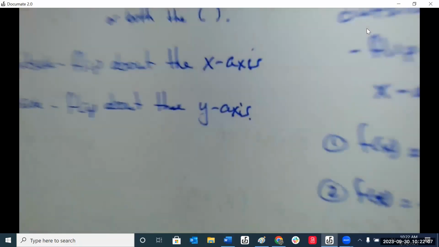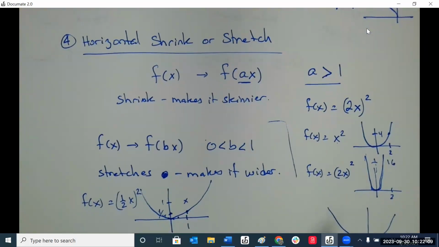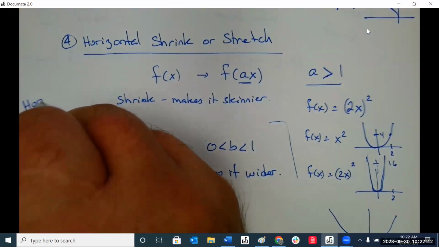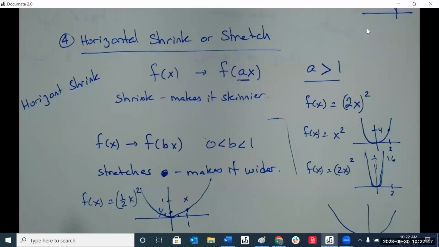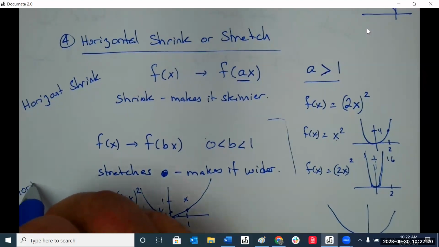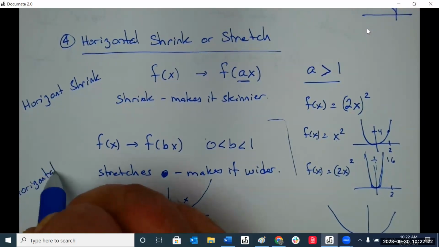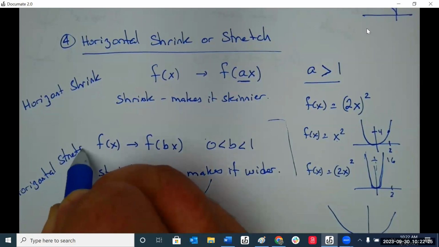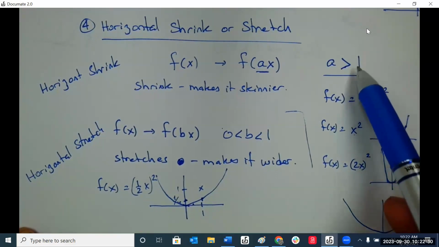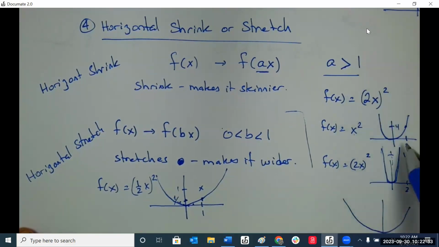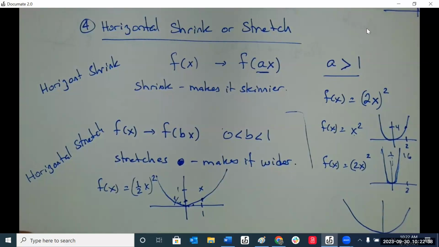Unlike the vertical, this is the horizontal shrink, and this other one is the horizontal stretch. So if you have an integer, you have a horizontal shrink. They get skinnier. If you have a fraction inside affecting your x, then it gets wider.